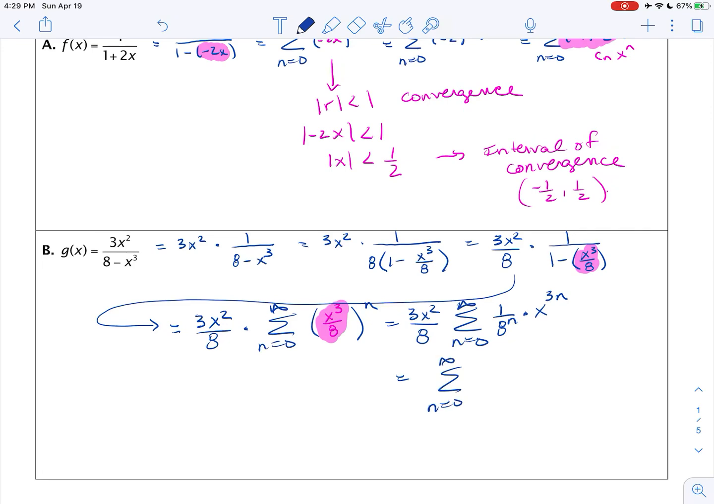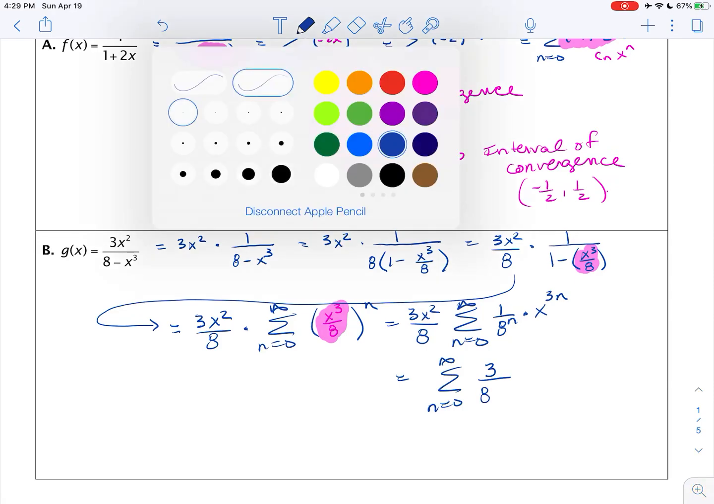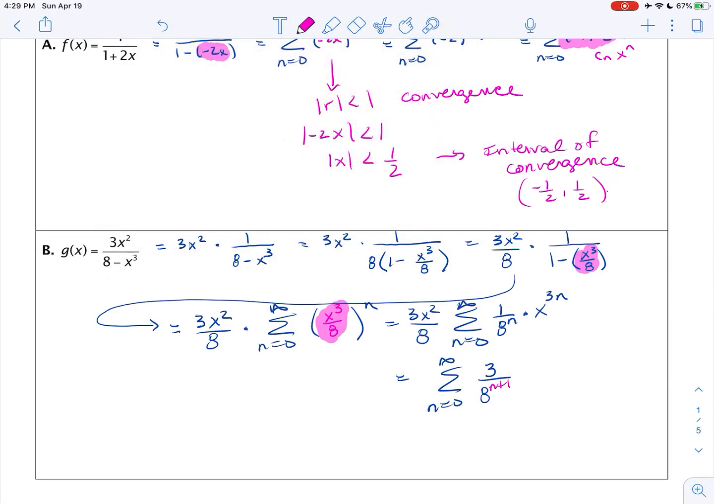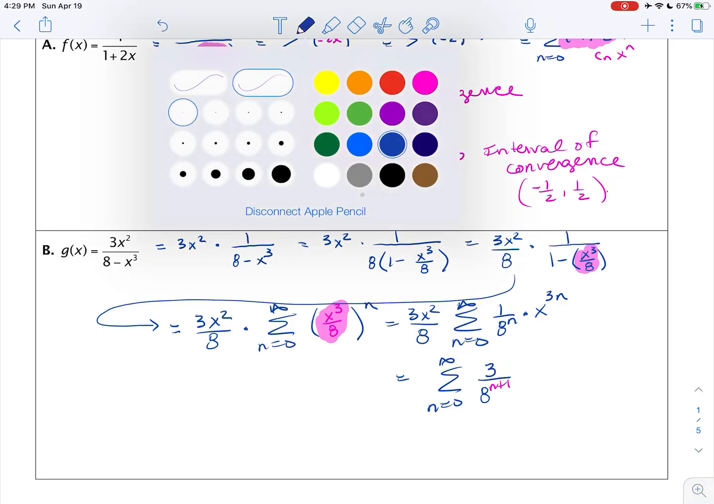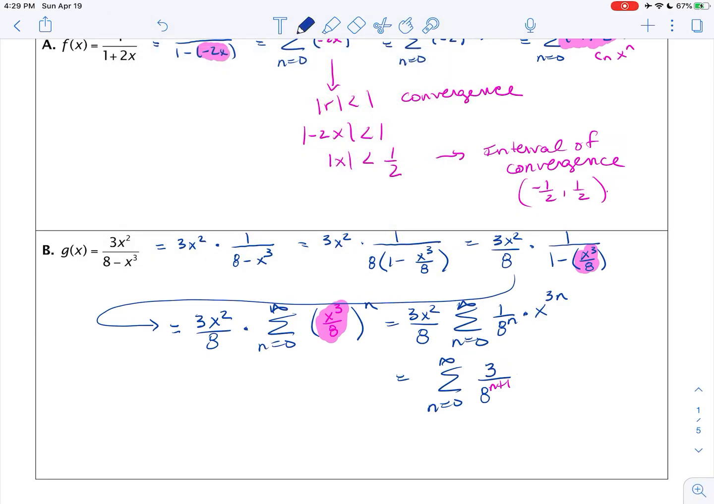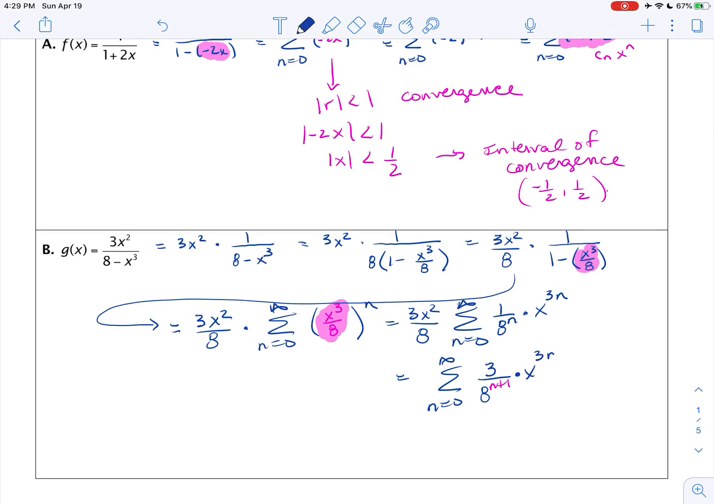So this is equal to the sum from n equals 0 to infinity of 3 over 8 to the n plus 1, because I'm adding another factor of 8, and I'm also adding 2 factors of x, so I would have x to the 3n plus 2. If I were to multiply x squared times x to the 3n, it would be x to the 3n plus 2. And this is my power series representation.